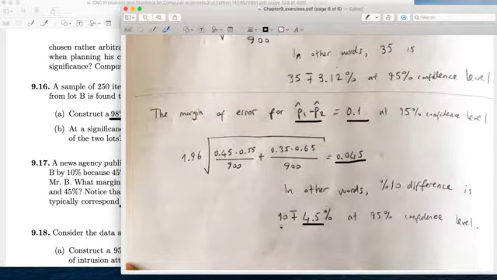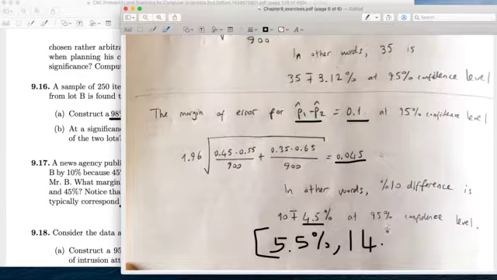a value that ranges between 14.5% and 5.5%. So the difference that we are reporting, the confidence interval actually, is somewhere between 5.5% and 14.5% at 95% confidence level. All right, so this is how we would report the difference between these two candidates.